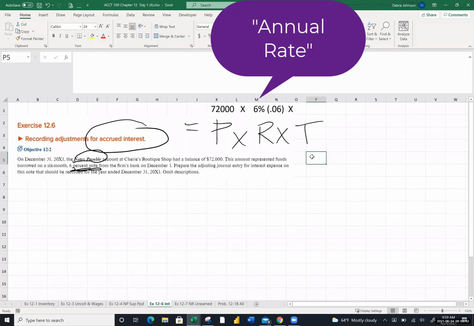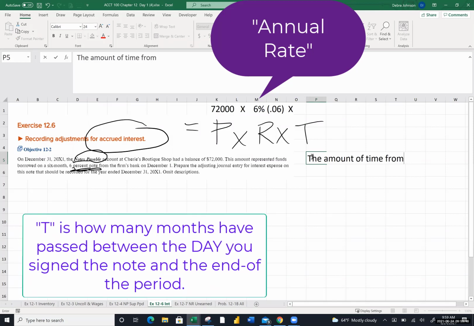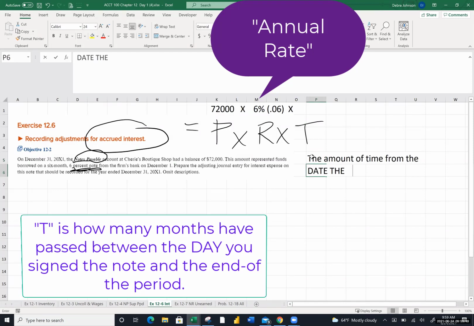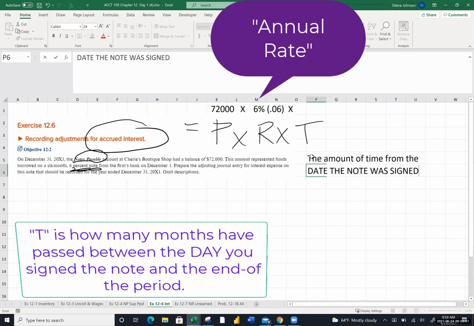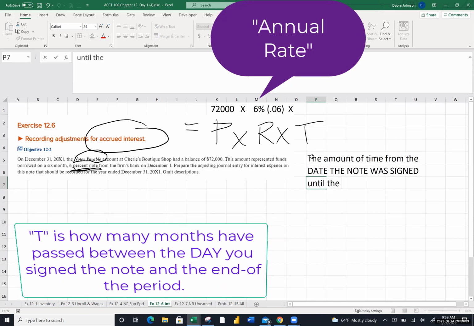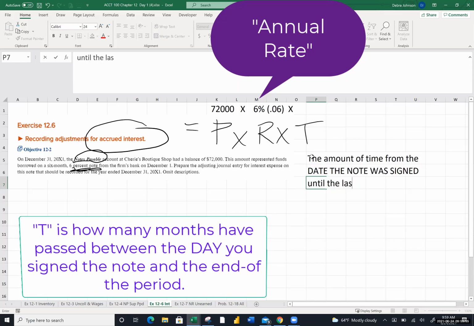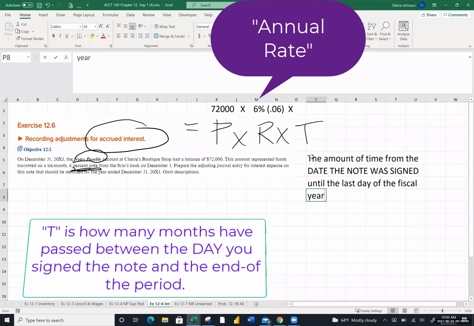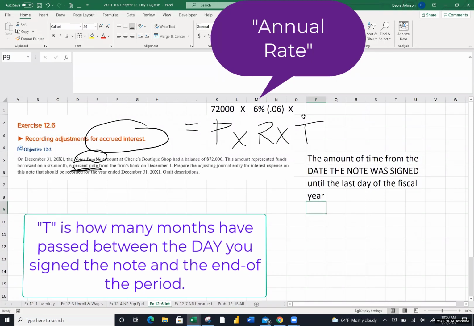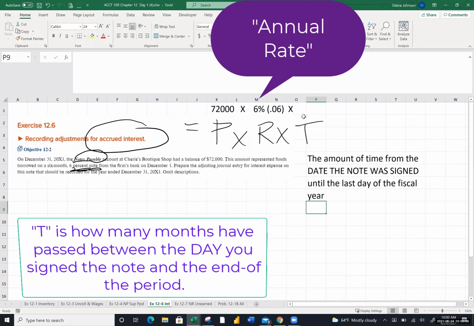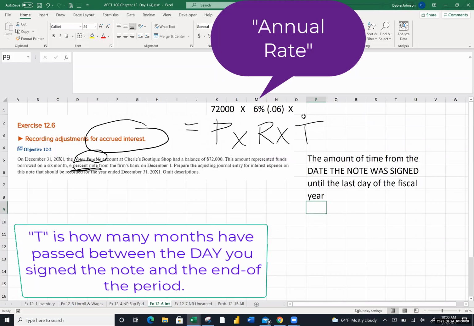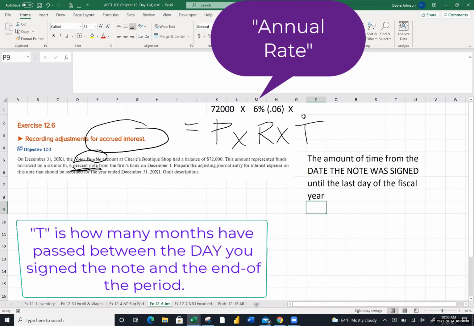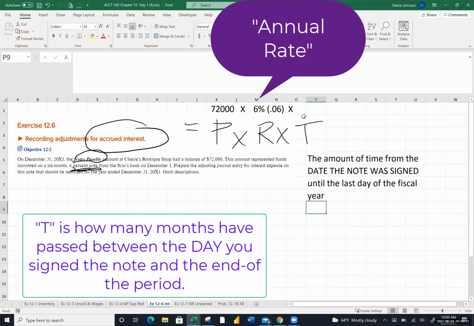The time is the amount of time from the date the note was signed until the last day of the fiscal year. So I'm going to tell you what this is once you write that down. We'll talk about how you get the time, and then I'll tell you the biggest mistake I'll probably see on the test related to this and to time.